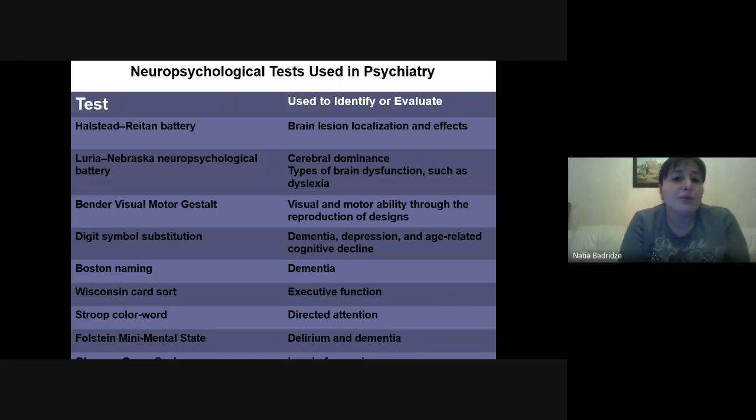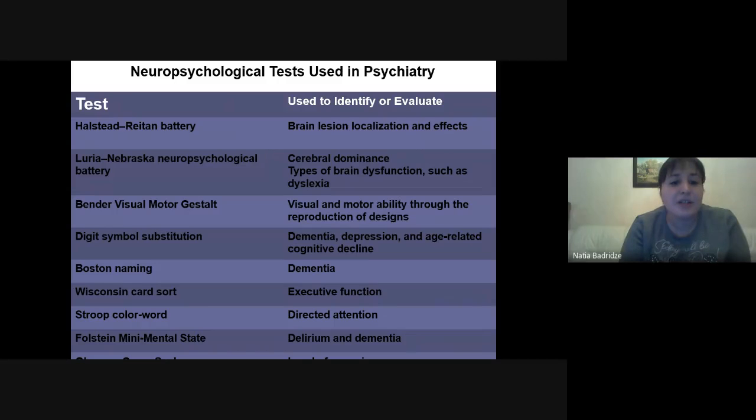The Bender Visual Motor Gestalt Test identifies visual and motor ability through the reproduction of different designs. The digit symbol substitution test identifies persons with dementia, depression, and age-related cognitive decline. The Boston naming test is applied to patients with dementia. The Wisconsin card sort test is applied for identifying executive function.